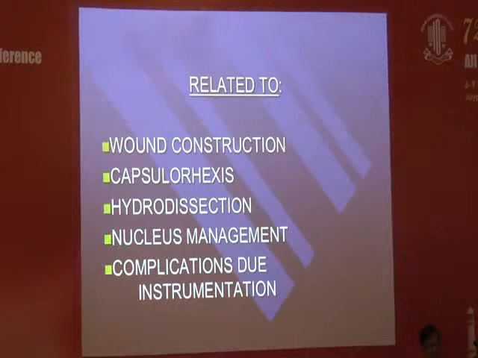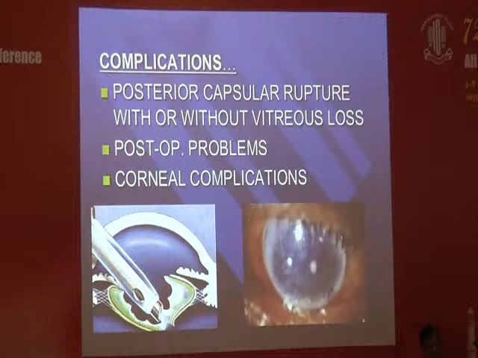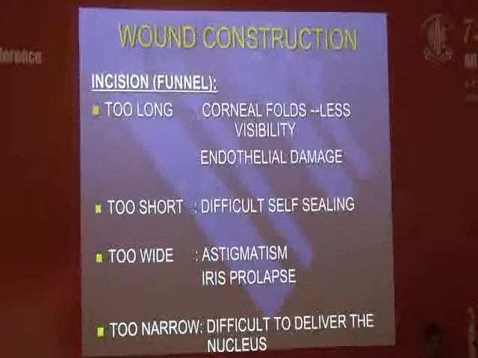Now see, so many wound related, rhexis related, hydrodissection, nucleus management, and then due to the instrumentation. These are the complications which you can see. Now here, the posterior rupture with or without vitreous loss, post-op problems and corneal complications. You can see these things.